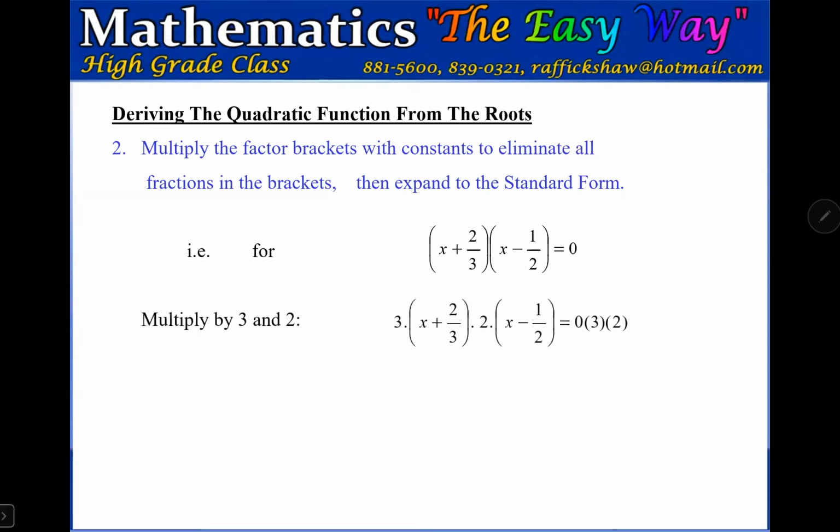So it's like you multiply both sides by 3, but you're applying the 3 to this bracket alone. And you multiply this side by 3 as well. And you multiply this side by 2, but you're applying the 2 to this bracket alone. You multiply both sides by 2. But you apply the 3 to the bracket that will eliminate the fraction in that bracket, and you apply the 2 to the bracket that will eliminate the fraction in this bracket. So you have to decide which value you multiply by just to eliminate the fractions. If you do that now, that's what we're going to end up with: 3x plus 2 bracket 2x minus 1 equals 0. Because on the right side, 0 times 3 times 2 is still 0.